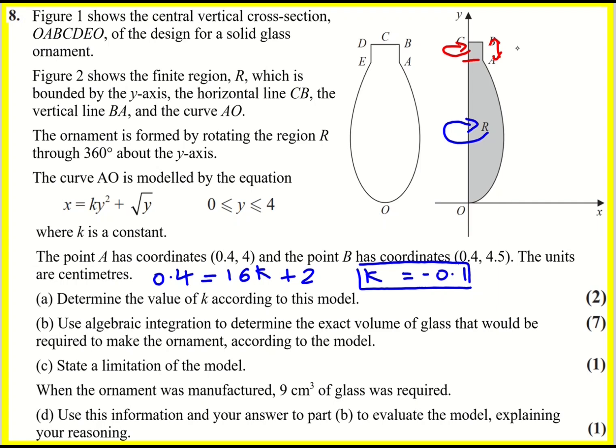So we've got a cylinder with a height of 0.5, and this volume 1 is therefore going to be pi r squared h. And this distance here is 0.4, so pi times 0.4 squared multiplied by the height. And that ends up being 2 over 25 pi. Then we've got volume 2 to deal with.